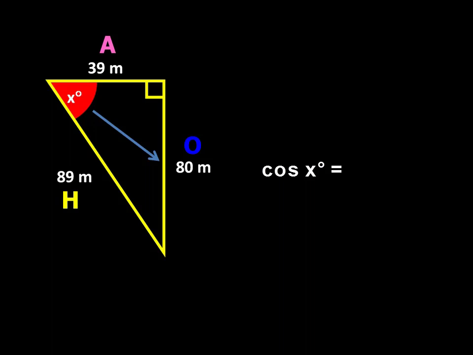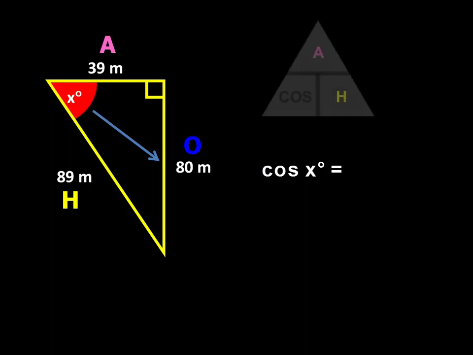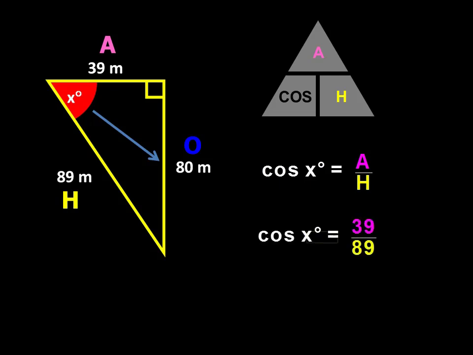We need to remember this triangle for cosine. Cosine is A over h. We now replace A and h by the numbers in the diagram, and we get cosine x is 39 over 89.